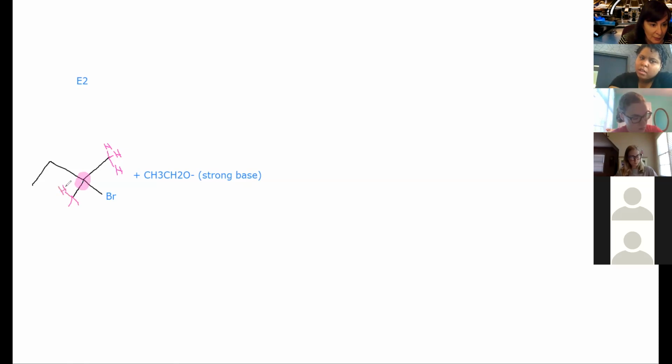And because I want to get better at drawing with my cursor, but I'm losing hope at this point. Okay, y'all see that? And then this is the last carbon that's attached to the one that has the leaving group. And there are 2 hydrogens attached to the carbon. Can we all see that?